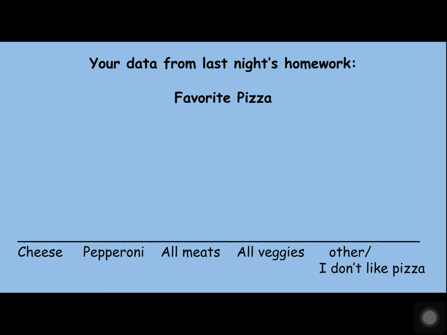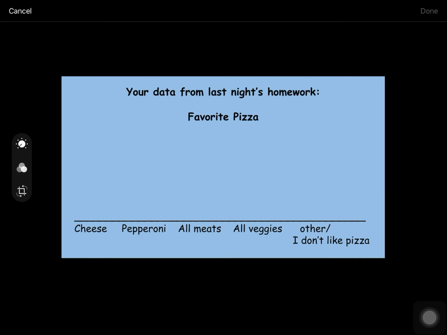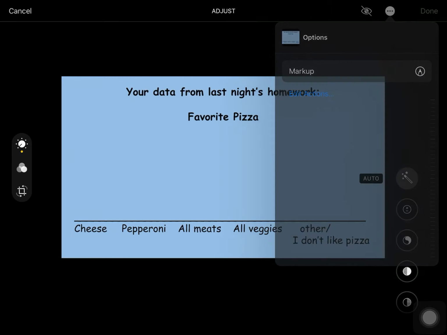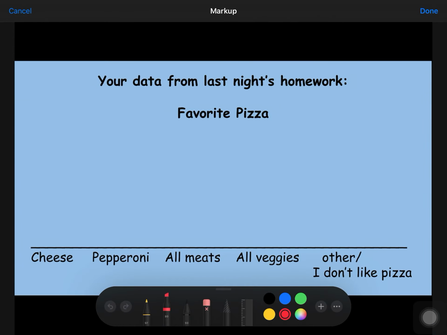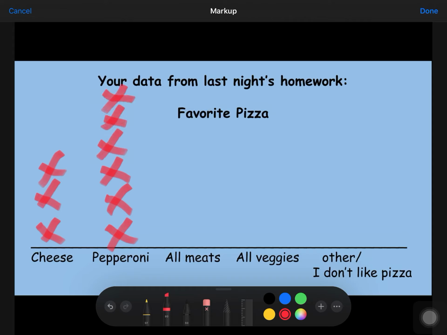So I'm going to put X's. So let's say if we had 3 people that liked cheese, there would be 3 X's here. Okay? If we had 6 people that liked pepperoni, there would be 6 X's here. Okay? And that's how a line plot works.